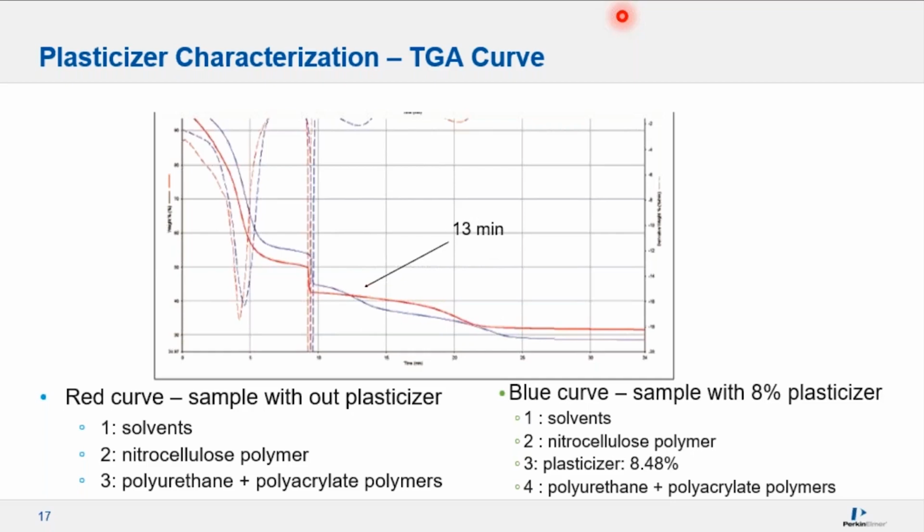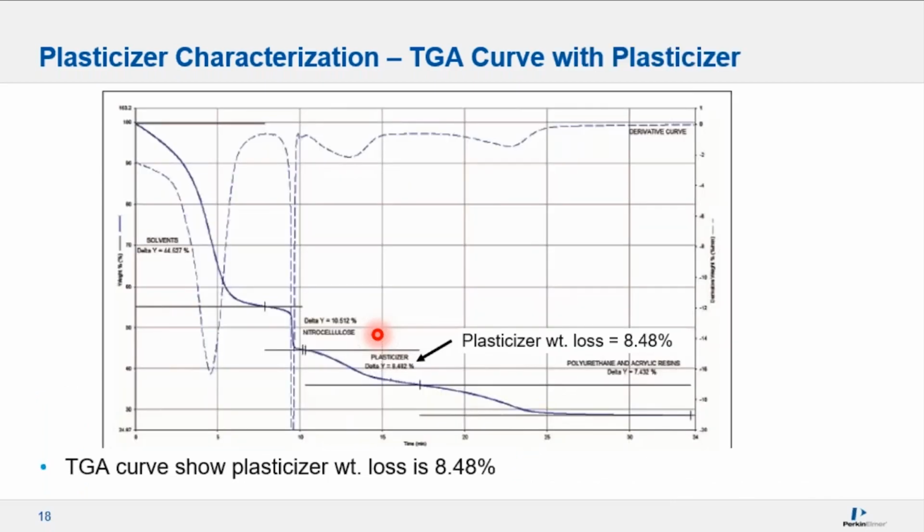We see 3 weight loss events in the sample without plasticizer and 4 with the plasticizer. So we have this weight loss event here that's specific to the sample with plasticizer. So we can identify this as the weight loss or the degradation or the off-gassing of the actual plasticizer. So if we focus in on just the sample with the plasticizer, we can measure a simple delta Y calculation, and see our plasticizer concentration is about 8.5% of the total sample weight.